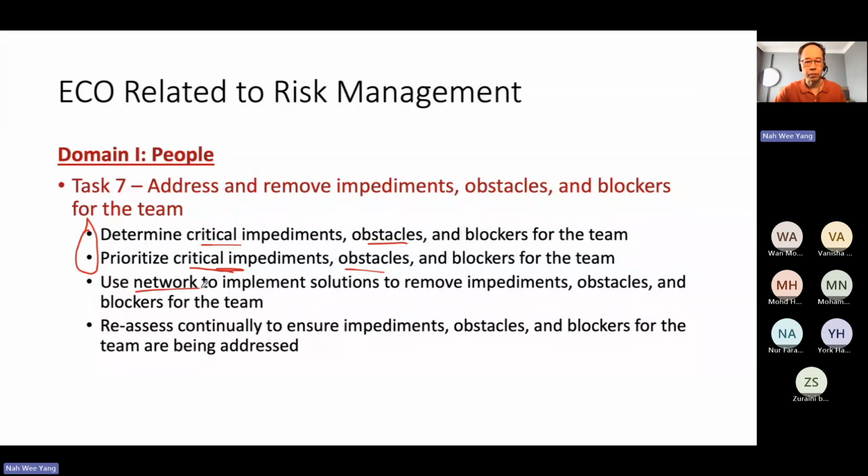So, use a network to implement solutions to remove impediments. What does it mean? What network? This network means the people network, okay?